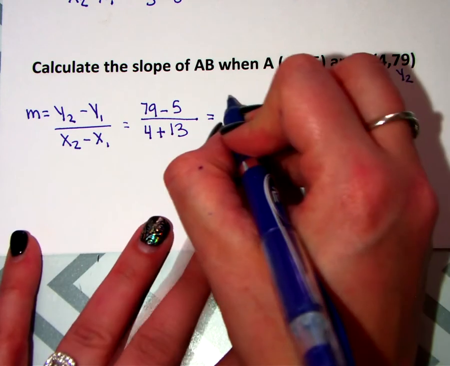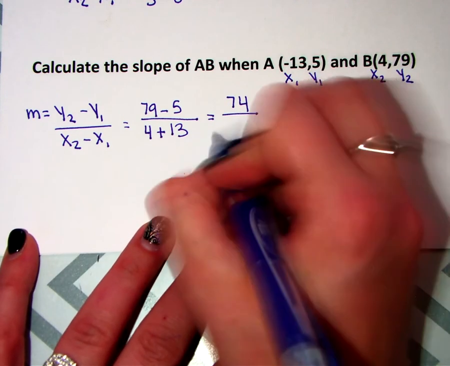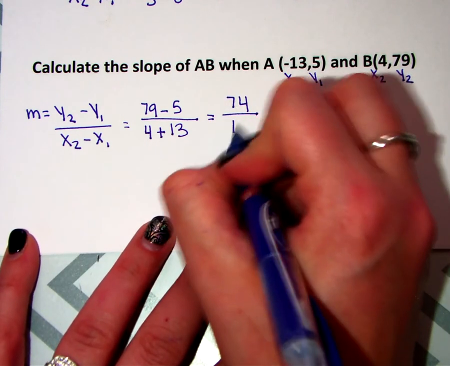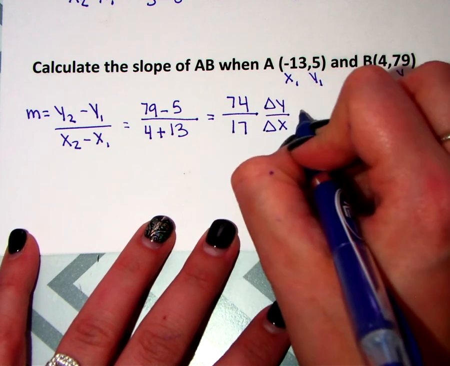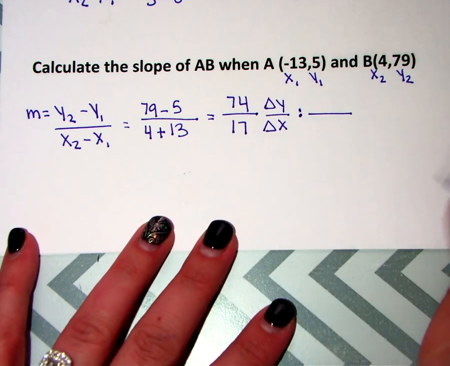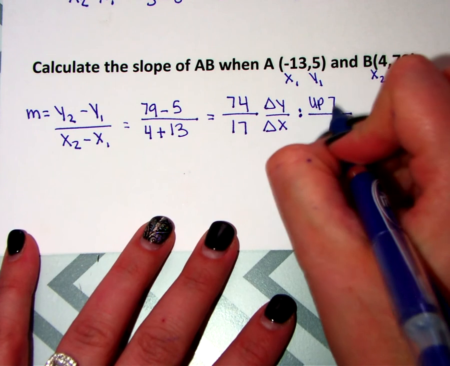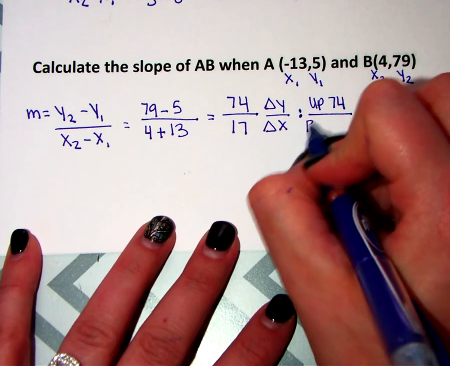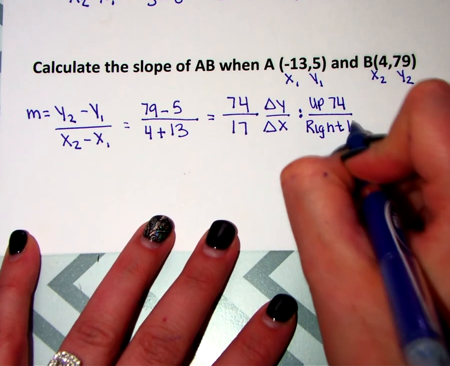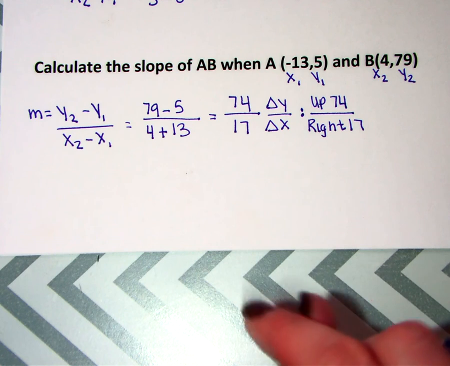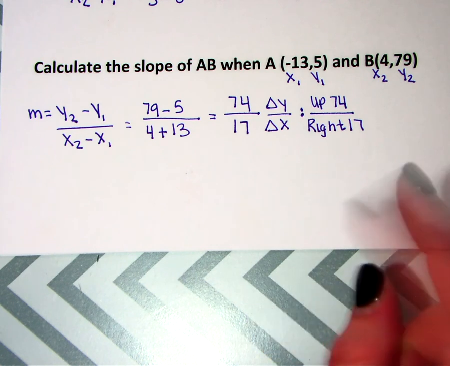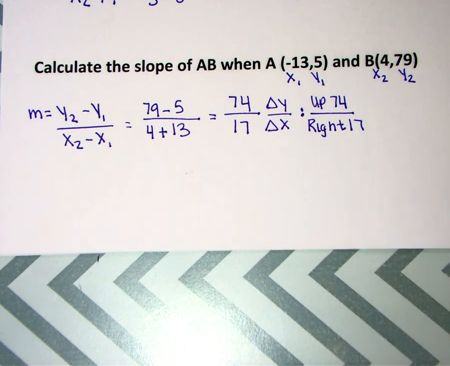79 minus 5 is 74. Over 4 plus 13 is 17. My change in y over my change in x. In words, that becomes up 74 units and right 17 units. We want to make sure that we're not saying up and over. Over could mean left or right. So be specific, give quality instruction, and it'll help you understand what this means.